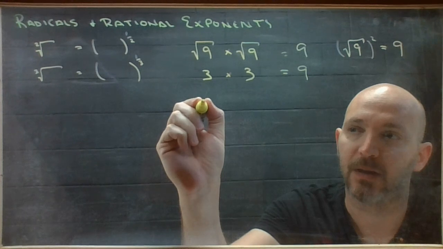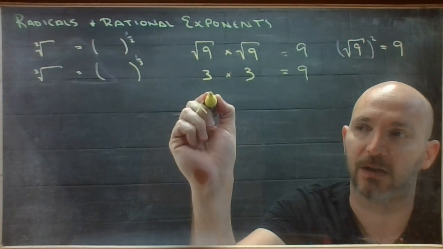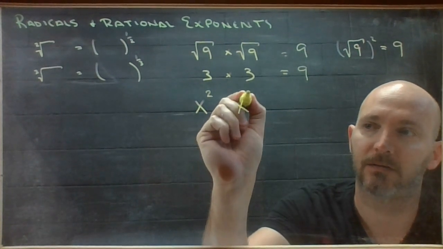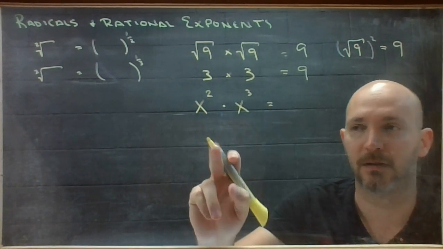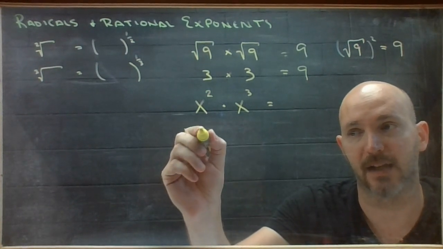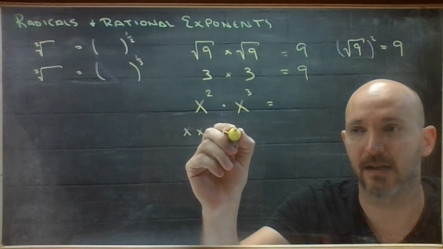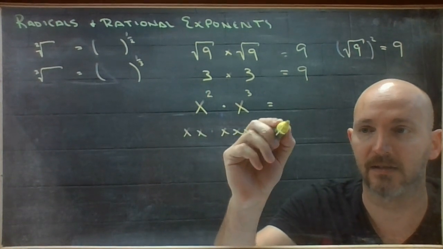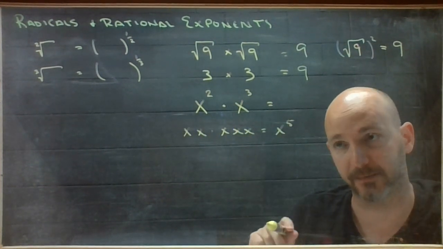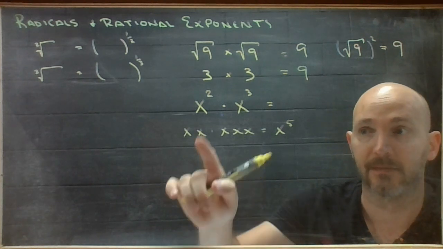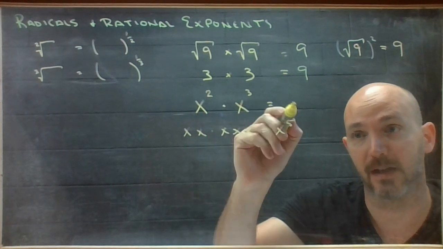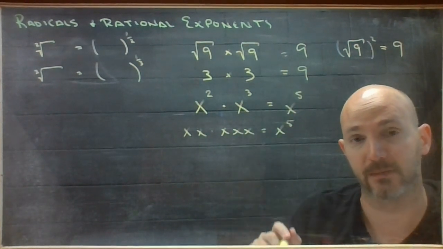I want you to remember this particular exponent law. If you have an x squared times an x cubed, that's an x times an x times an x times an x times an x, which is x to the 5. 1, 2, 3, 4, 5 of them all multiplying together. Now you've been shortcutting that by saying, well, there's 2 here, 3 here, so that must be 5 in total.